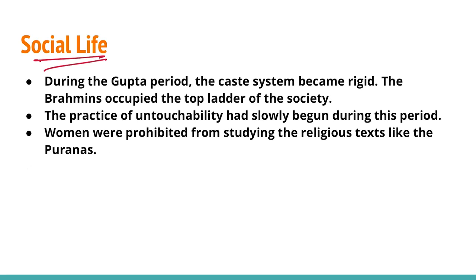Social life. During the Gupta period, the caste system became rigid. The Brahmins occupied the top rung of society. They were given enormous gifts by the rulers as well as other wealthy people. The practice of untouchability had slowly begun during this period. The position of women had also become miserable during the Gupta period. They were prohibited from studying religious texts like the Puranas, but it was insisted that they should be protected and generously treated by men.